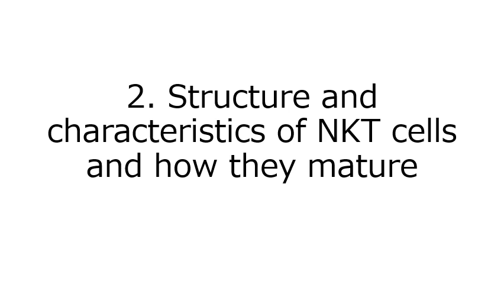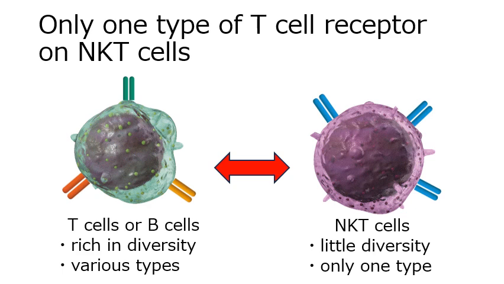The structure of NKT cells is described next. While T cells and B cells express many types of receptor on their cell surface, NKT cells express only one type of T cell receptor, which is structurally unique in that it has very little diversity.